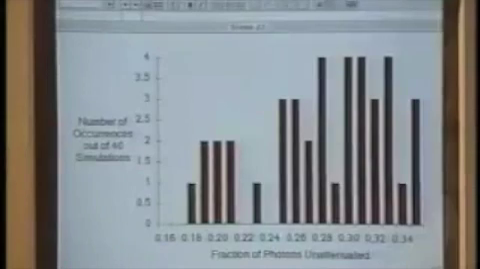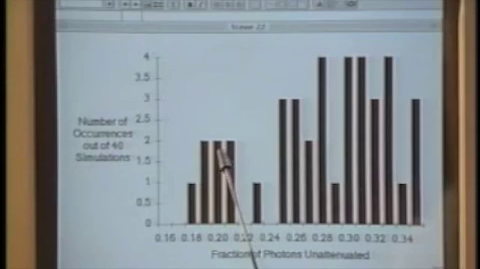Off camera, I then did 40 simulations. In each simulation, 100 photons struck the phantom. I recorded the fraction of the unattenuated photons that passed through the sample in each simulation, and on the screen you see a histogram which shows the number of times a given fraction was unattenuated. There was one occasion where 18% of the photons were unattenuated. There were 2 occasions when 19% were unattenuated, 2 occasions when 20% were unattenuated, and so on. And there were 3 occasions where 35% of the photons were unattenuated. The overall average was 28%.